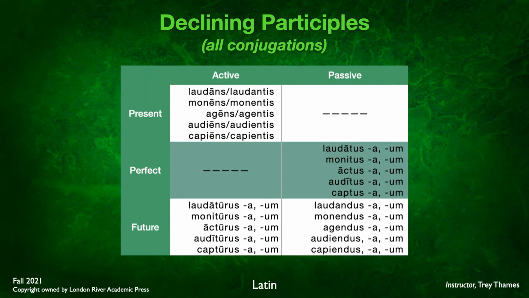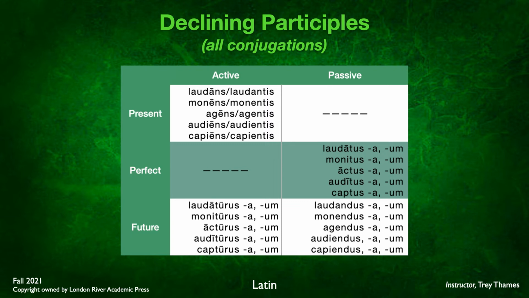Here are the paradigm verbs. Laudo, laudare. So we take the lauda and add ns in the nominative singular. And in the genitive, it's nt, and all the other forms, it's nt plus is. So laudans, laudantis. For moneo, we have monens, monentis. For ago, we have agens, agentis.